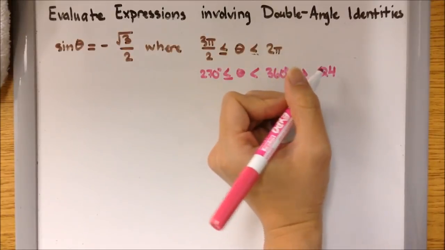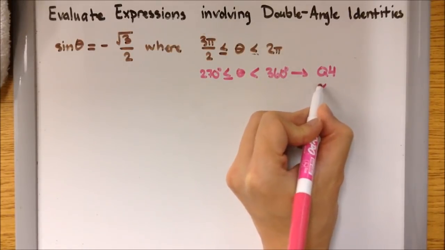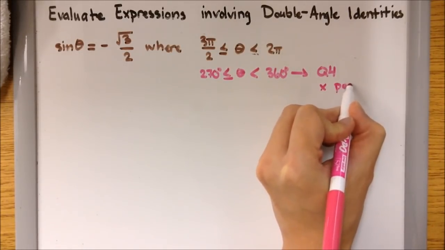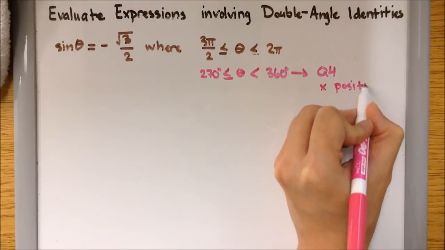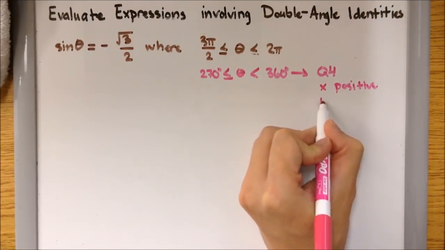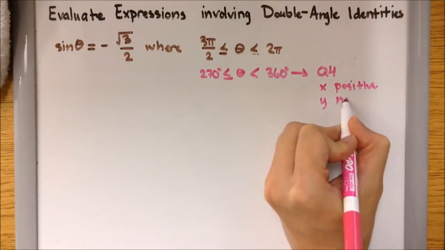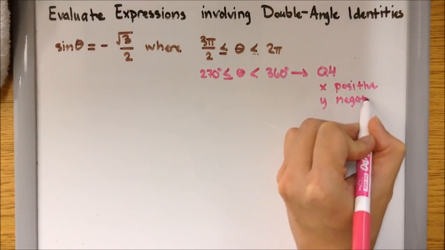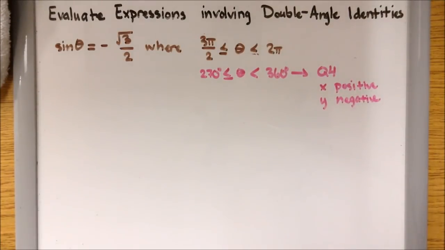So in quadrant 4, x is positive and y is negative. Alright? So again, we must use that information to find the correct answer when we're working this out.